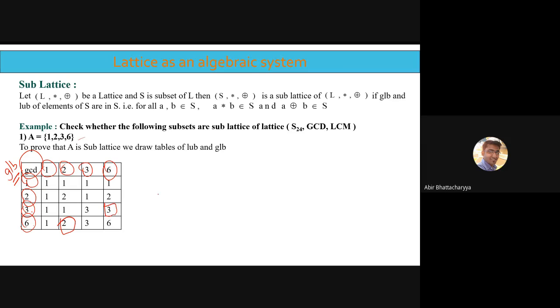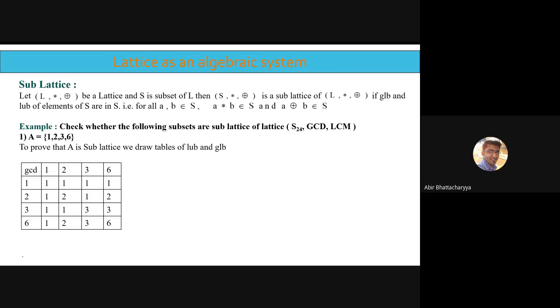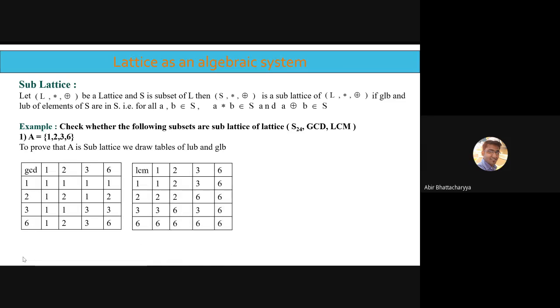Suppose after calculation of GCD I find some element is 5, but 5 does not belong to A, so it's not a sublattice. We'll stop there and say it's not a sublattice. But here each and every element belongs to A only, that subset. That's why we can proceed for sublattice. But this is not the only condition; we also have to check the LCM matrix. The LCM matrix is a 4 by 4 matrix, I mean all 16 elements. Look at this, all elements belong again to capital A, that means either 1, 2, 3, or 6.